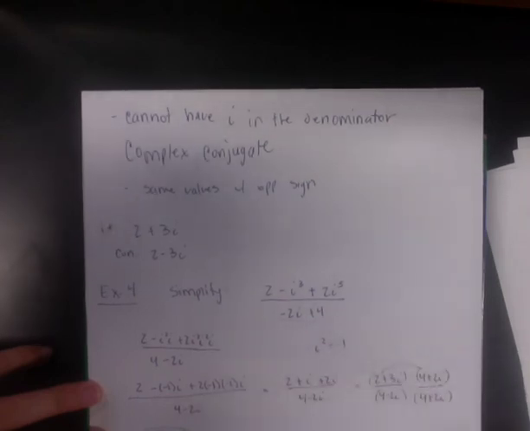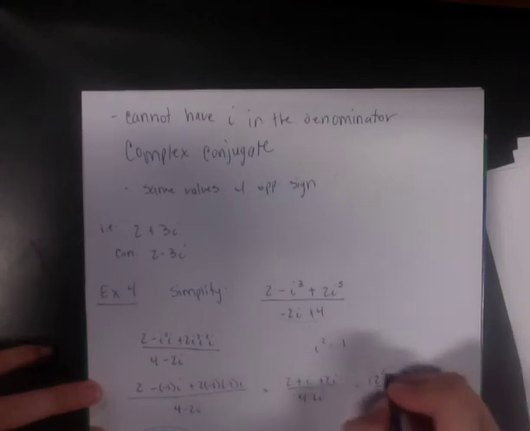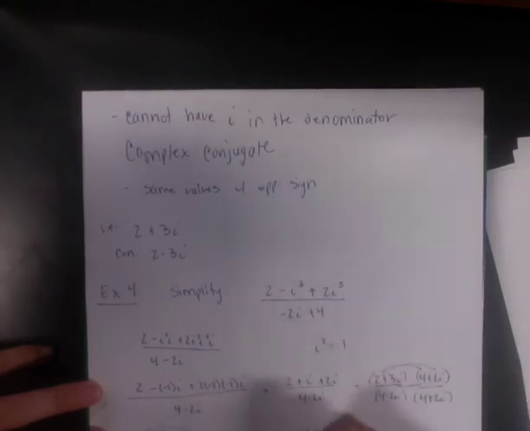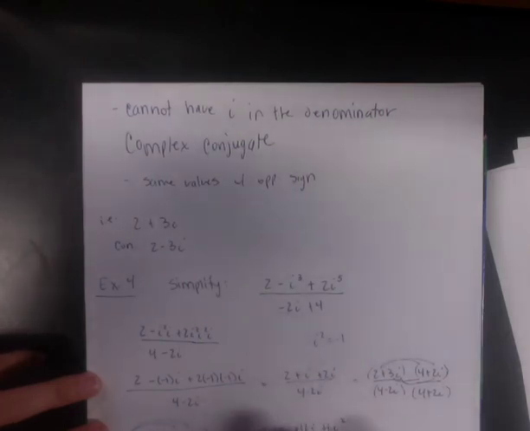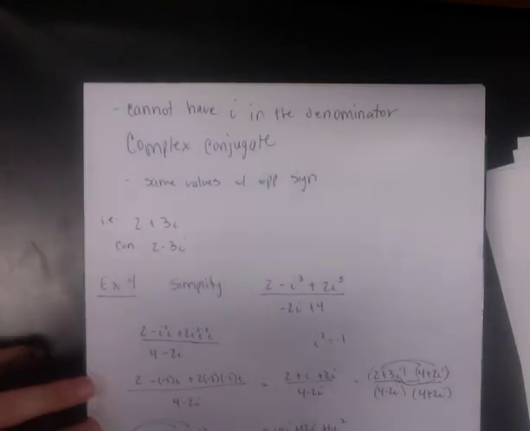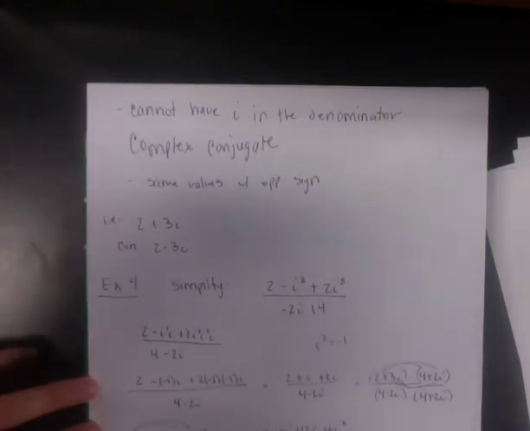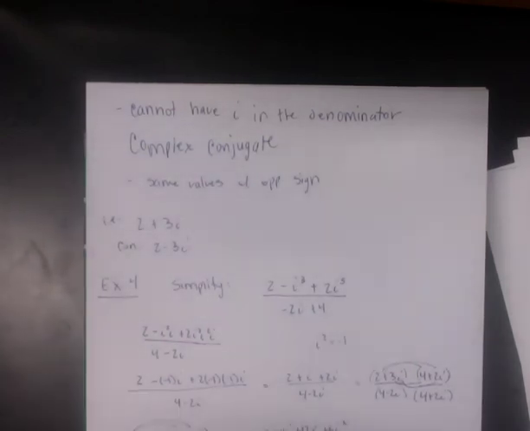And on top, I multiply and FOIL it out. So I have 8 plus 4i plus 12i plus 6i squared. Now I continue to simplify. 8 plus 4i plus 12i gives me 16i. And this becomes plus 6 times negative 1. My denominator is just going along for the ride. So I have 8 minus 6, which gives me 2 plus 16i over 20.